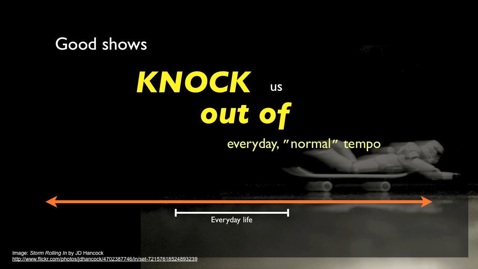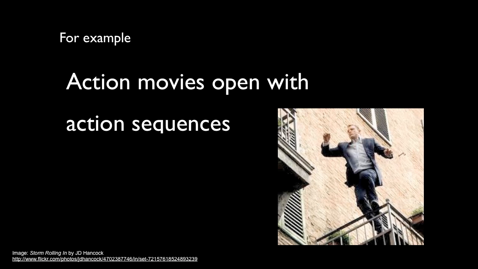We have fast-running scenes accompanied by a tribal, fast-moving beat to bring that tempo up. This is also why, for example, James Bond films traditionally open with an action sequence. Again, to knock us out of our everyday, comfortable tempo and take us into the exciting, action-packed tempo of James Bond. But you don't have to accelerate tempo in order to knock us out of everyday tempo. There are other ways to do it, as we'll see in this clip.